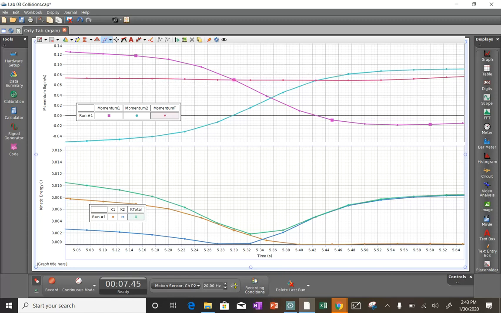So conserved. Now my kinetic energy is this green line, total kinetic energy. It's dropping, and then it comes back up. Not conserved. This one is supposed to be conserved, but I would answer the same as you did. It should have been conserved in theory, but my experiment seems to say it wasn't. Why does my experiment disagree with what I know it should have been?